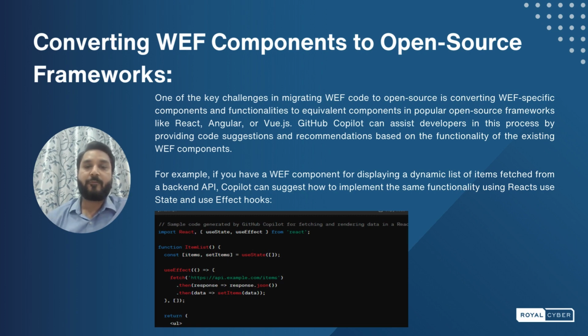If you have a web component for displaying a dynamic list of items fetched from a backend API from Spring Boot, Copilot can suggest how to implement the same functionality using ReactJS, AngularJS, etc. If we are using ReactJS, then we have to write a line, create function for fetching item list, as a commented line in the JS page. It will automatically write the item list function.